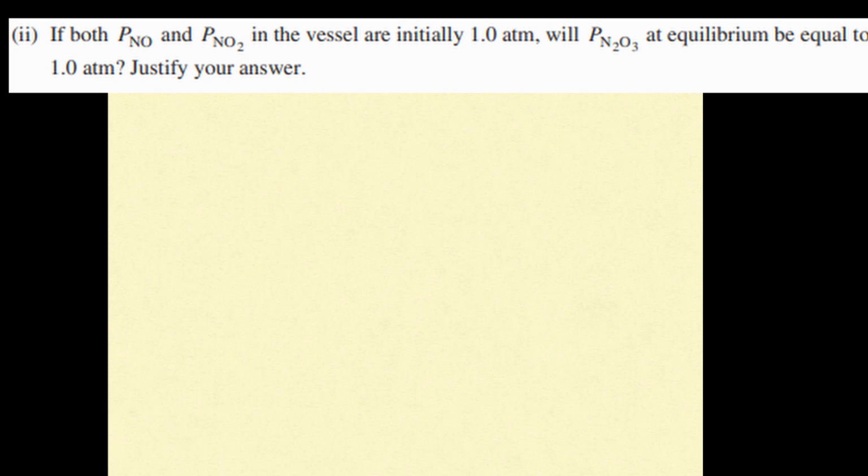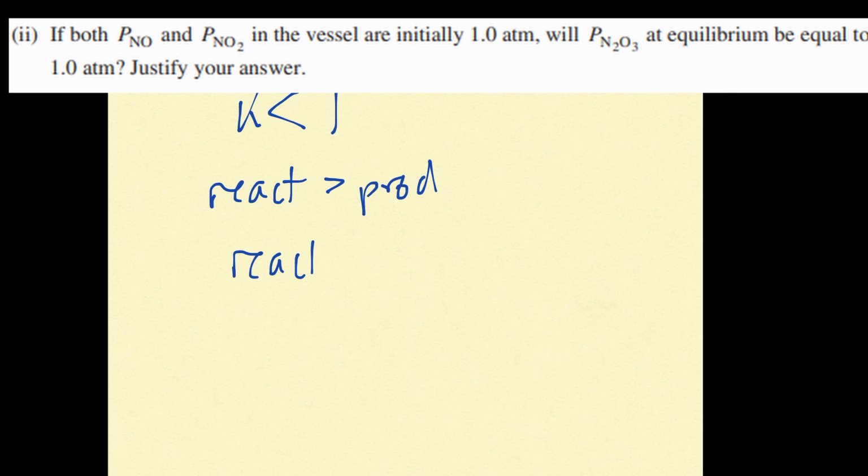Here, we have to think about our equilibrium constant. K is less than 1, so there will actually be more reactants than there are products at equilibrium, so it makes sense that all of the reactants wouldn't get converted to product, which would be the case if N2O3's partial pressure was 1.0 atm.